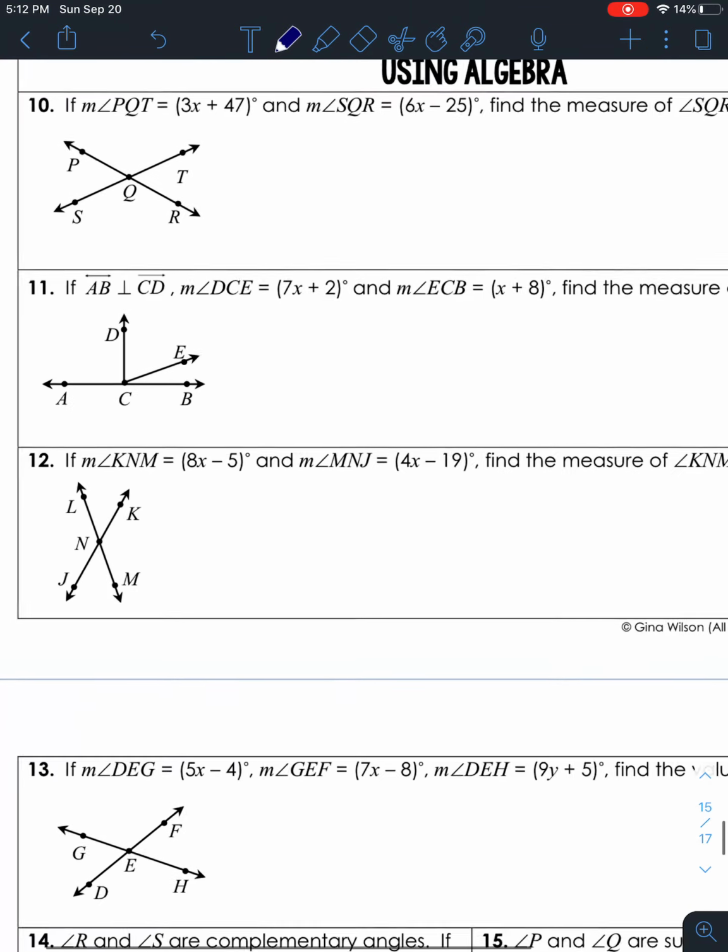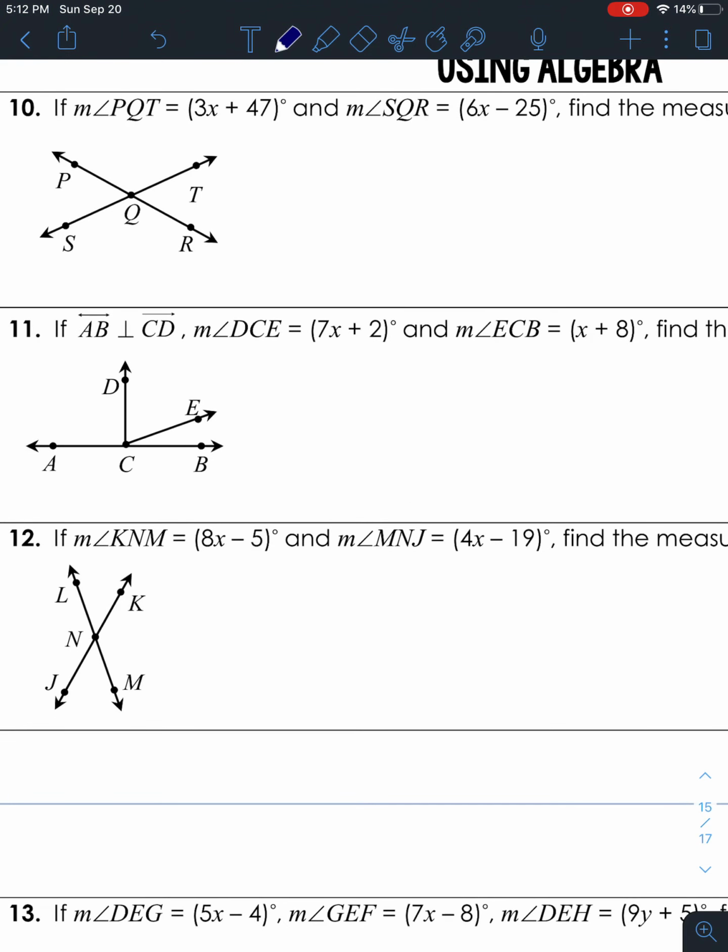All right, let's work some ones with algebra. All right, so it says PQT. So PQT is this angle right here. That's 3x plus 47. It also says SQR right here is 6x minus 25. Now if we look at these two angles, those are both vertical angles. Vertical angles are congruent, meaning they're equal. If these two angles are equal to each other, we just set up an equation where we set them equal. So I have 3x plus 47 equals 6x minus 25.